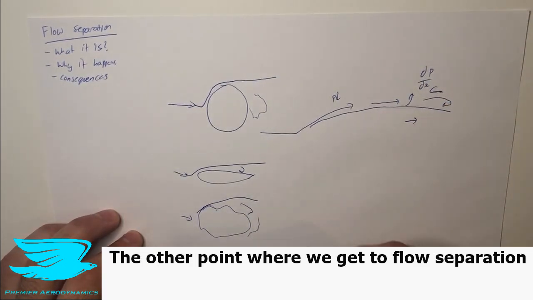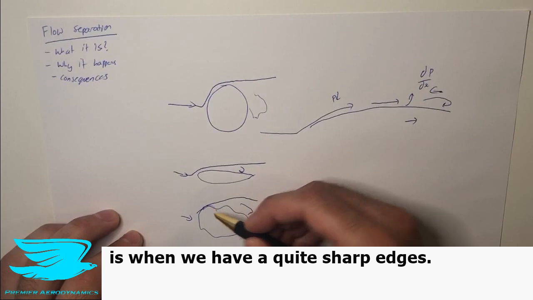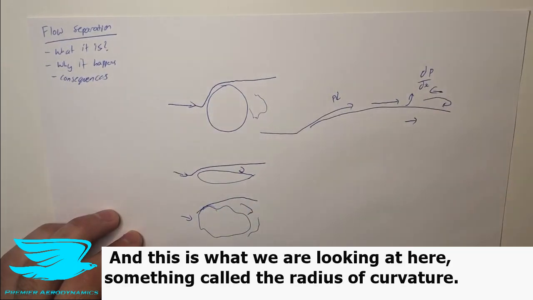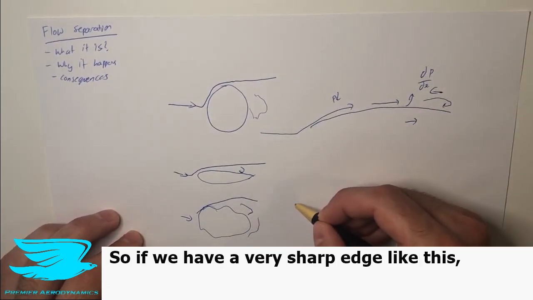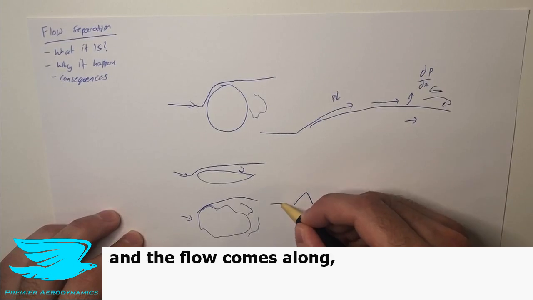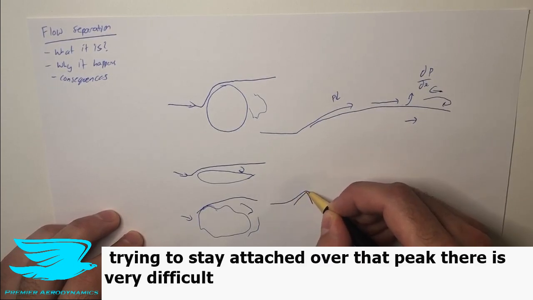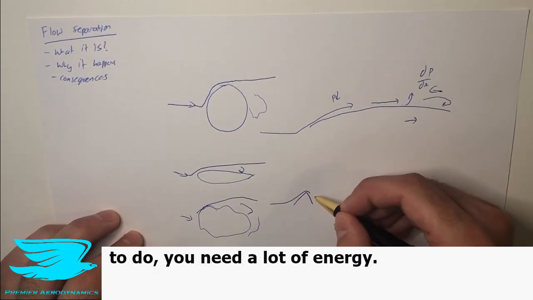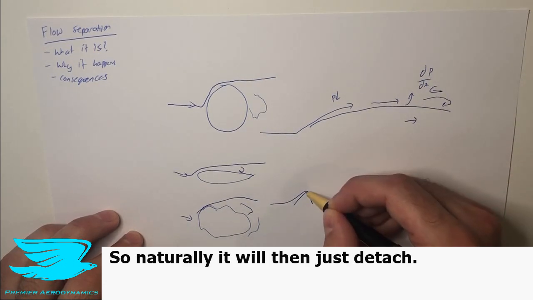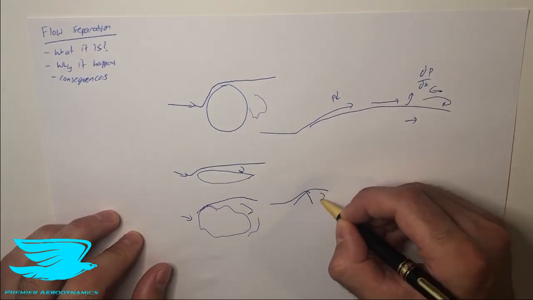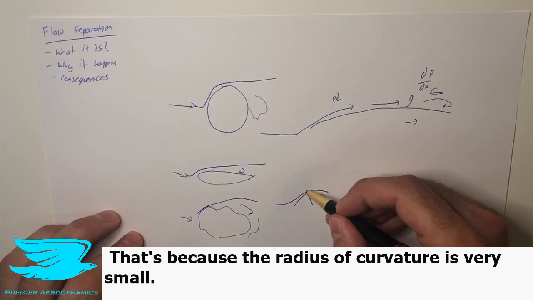The other point where we get flow separation is when we have quite sharp edges. This is where we look at something called the radius of curvature. If we have a very sharp edge like this and the flow comes along, trying to stay attached over that peak is very difficult to do. You need a lot of energy, so naturally it would just detach. That's because the radius of curvature is very small.